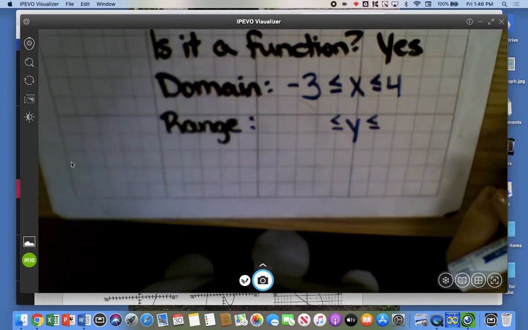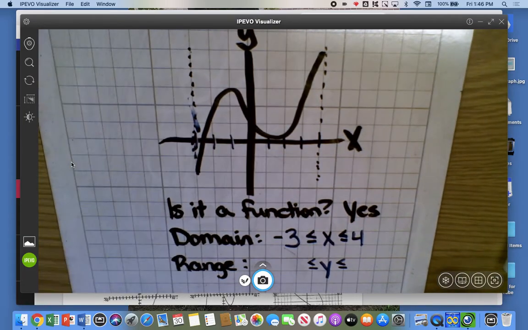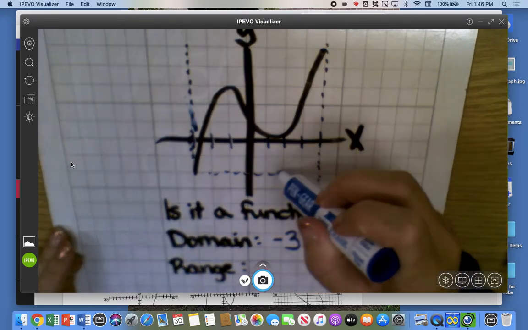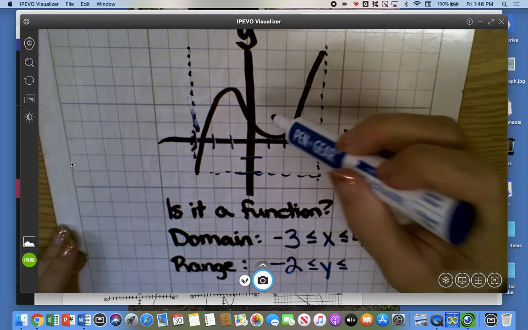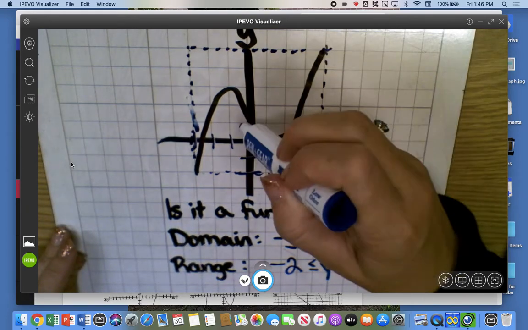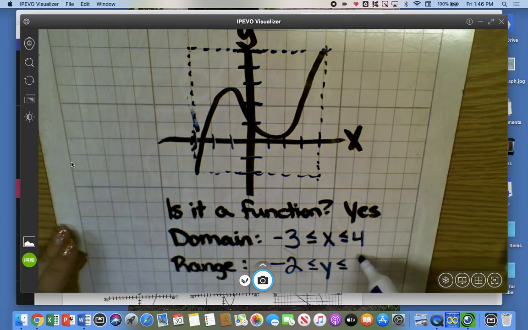Sorry, it's a little bit harder to see. My camera's not doing the greatest. There we go. Okay, so the lowest number we see here going across the bottom on the y-axis is -2, and it goes all the way up to here. That's the highest point on the graph, and that is +5.